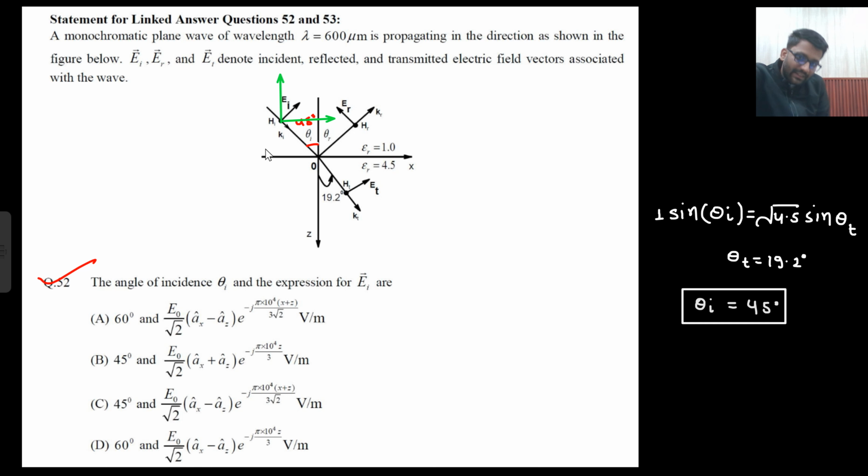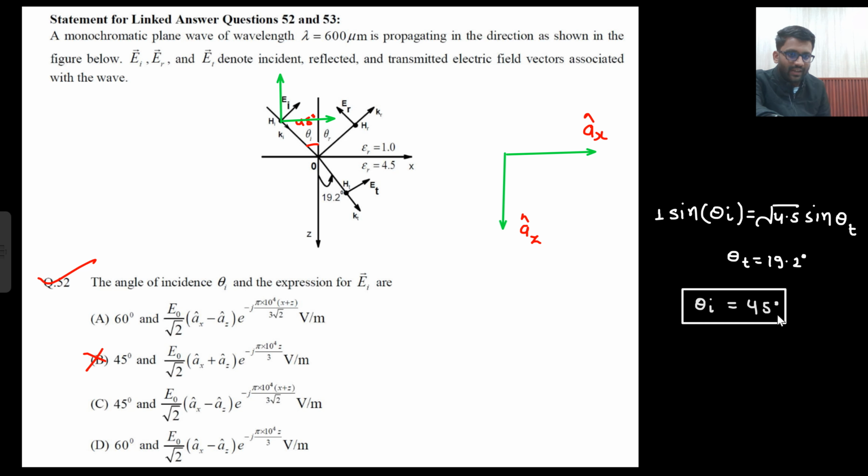This is in plus AX direction and this is in minus AZ direction. Are you able to understand this point? According to them, this is plus AX and this is plus AZ. So what is the direction of incident electric field? Incident electric field is in plus AX and minus AZ. Although by the option as well you can see plus AX and minus AZ. So this option is gone.